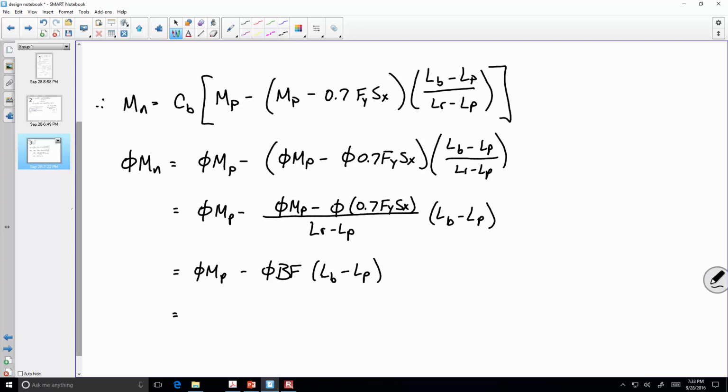Okay. So the reason why I've formatted it in this fashion is because we already know all of this. The phi MP, that's this. That's the 503. Minus phi BF, the beam factor, and that is 22.2 kips, times LB for this beam is 12 feet, minus LP is 4.73. And this is literally all the math we have to do for this example. What does that come out to be?